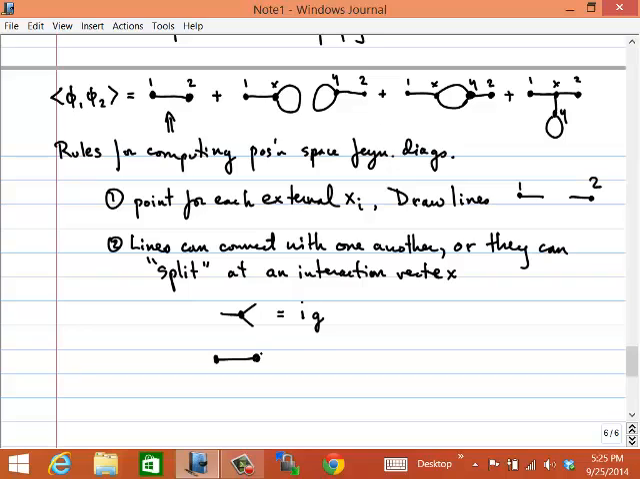And the next rule is that every time you have one of these, you get a propagator. The next rule that we use when we go between these Feynman diagrams and the actual formulas is that each internal, that is to say, not external, position is integrated over.